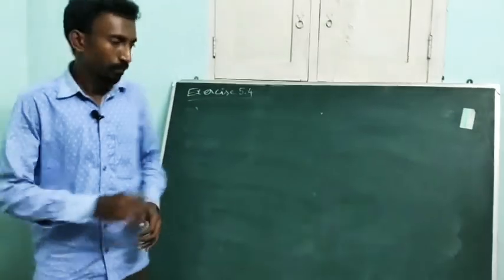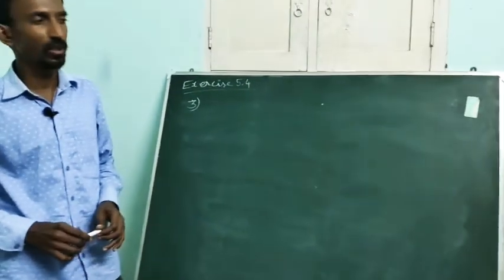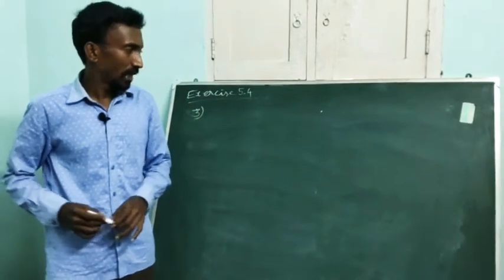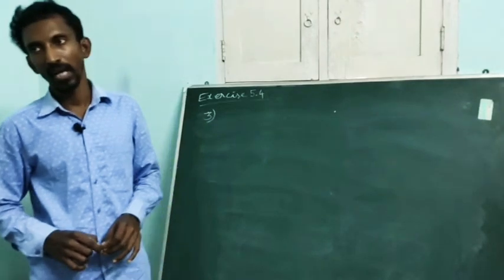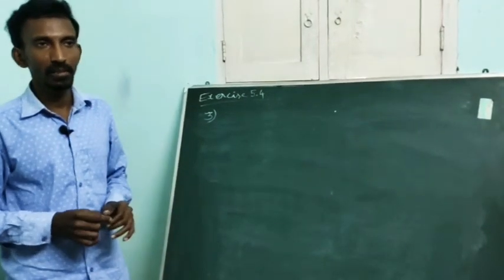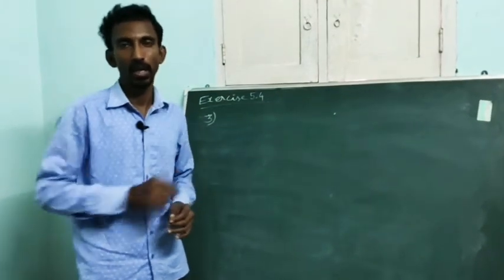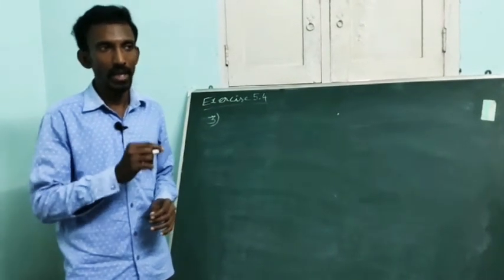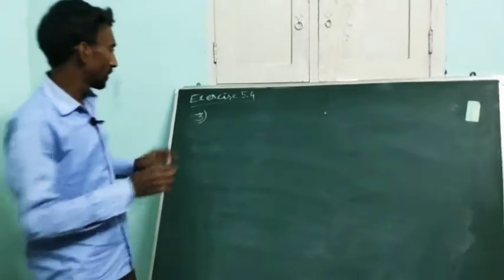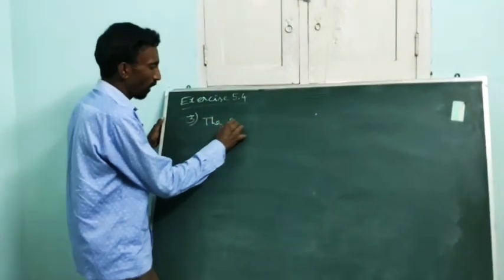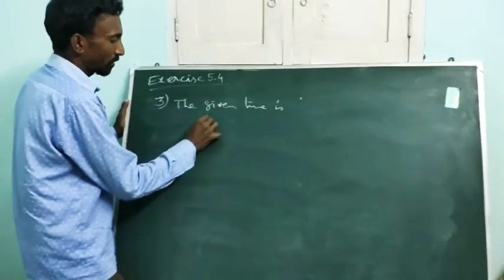Question number 3. Show that the line x minus y plus 4 equal to 0 is a tangent to the ellipse x square plus 3y square equal to 12, and also find the point of contact. So once again recall the condition of tangency for an ellipse. C square equal to a square m square plus b square, and the point of contact is minus a square m by c comma b square by c. Remember the formula first.